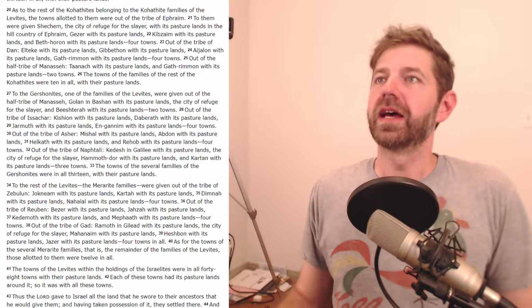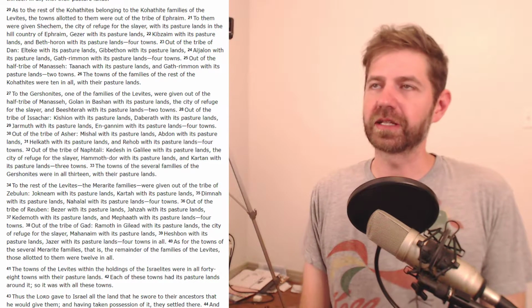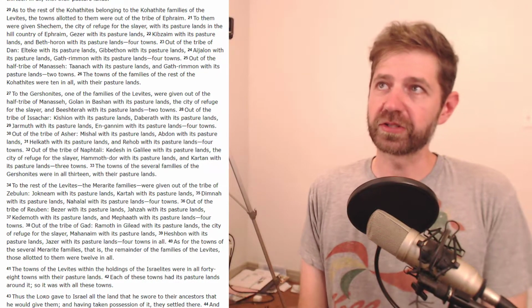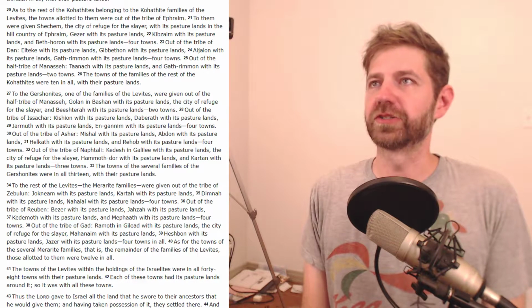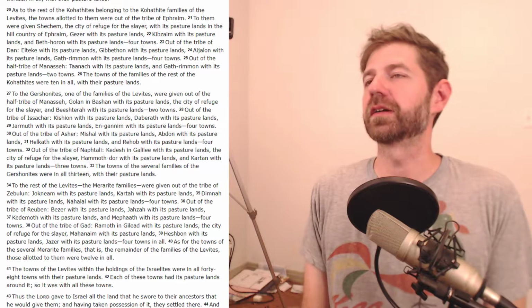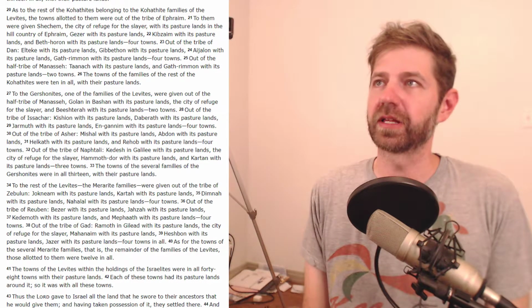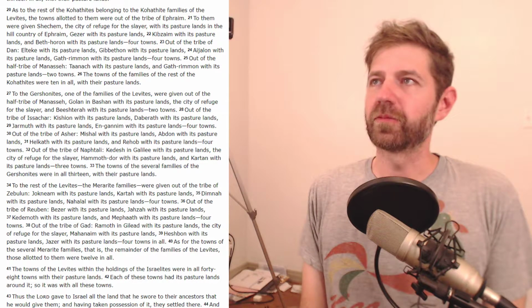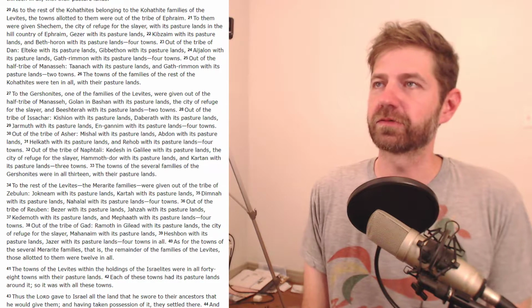Verse 20. As to the rest of the Kohathites belonging to the Kohathite families of the Levites, the towns allotted to them were out of the tribe of Ephraim. To them were given Shechem, the city of refuge for the slayer, with its pasture lands in the hill country of Ephraim, Gezer with its pasture lands, Kibzaim with its pasture lands, and Beth Horon with its pasture lands, 4 towns.